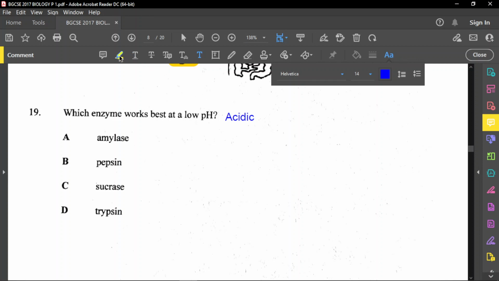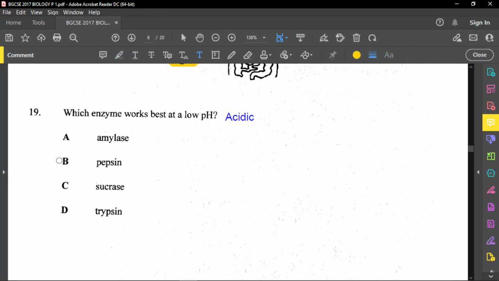So the stomach is acidic, right? And the enzyme that works in the stomach is pepsin. So pepsin works best at low pHs, for the stomach is acidic.